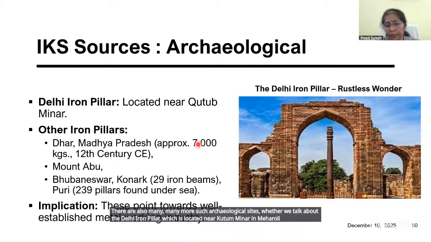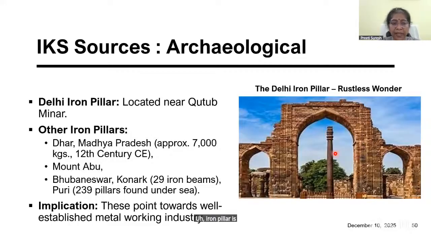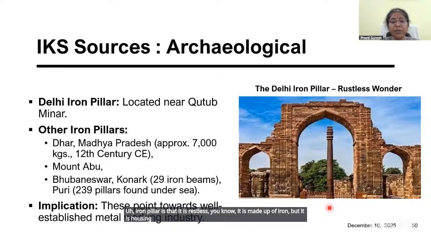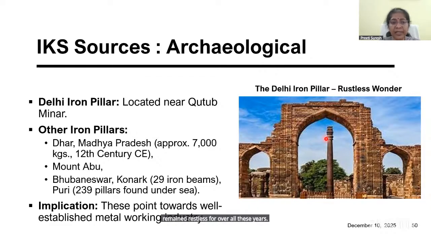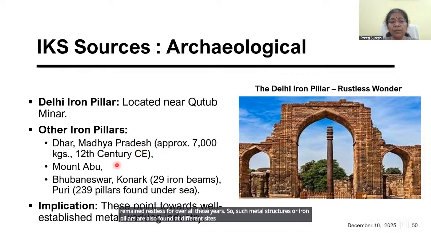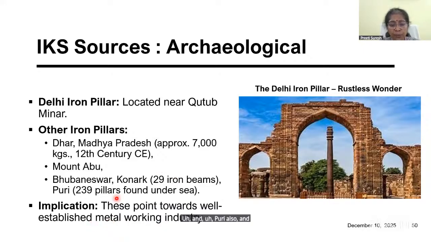An important characteristic of this iron pillar is that it is rustless. It is made up of iron, but it has such a composition that even though it is exposed to atmosphere, moisture and heat, it has remained rustless for all these years. Such iron pillars are also found at different sites, in Mount Abu, in Dhar, Madhya Pradesh, and in Bhubaneswar, Konark, and Puri.